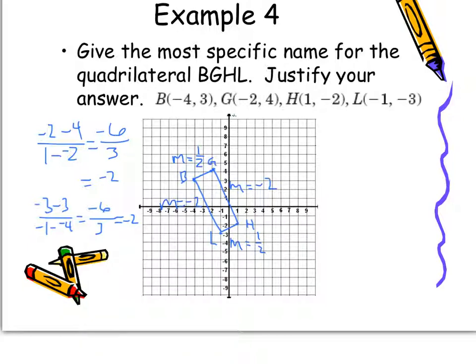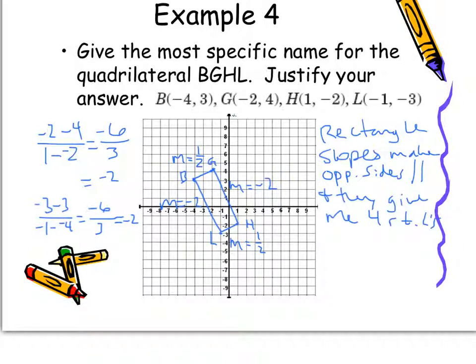So what we see here is the same slope here and here, and the same slope here and here, so the opposite sides are parallel. And I also have opposite reciprocal slopes, making these perpendicular, which are then right angles. And I have 4 right angles. So I have a rectangle, because the slopes make the opposite sides parallel, and they give me 4 right angles. And there we have it.